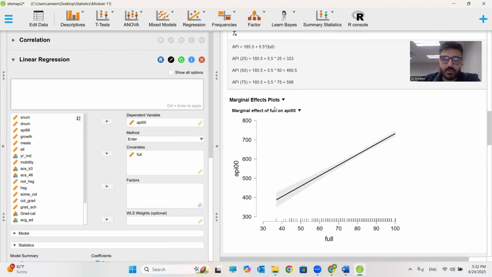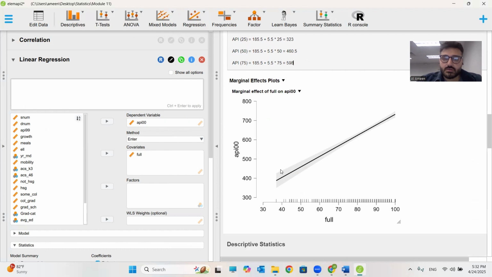If I look at some plots here, we look at marginal effect plots with 95% confidence intervals. It tells the exact same story. The higher the percentage of teachers with full credentials, the higher the school API is going to be.